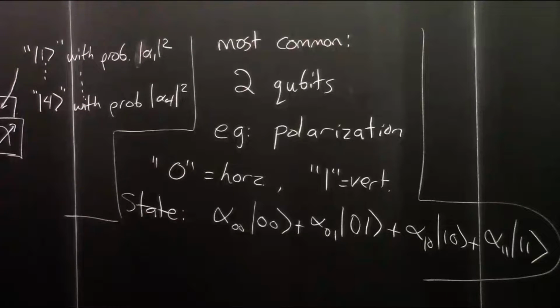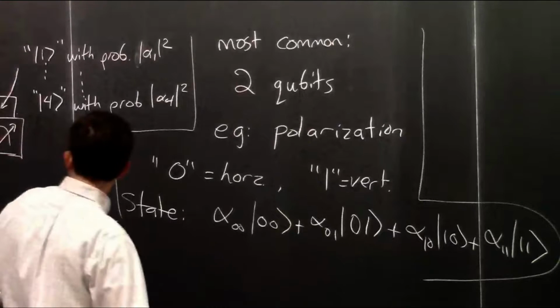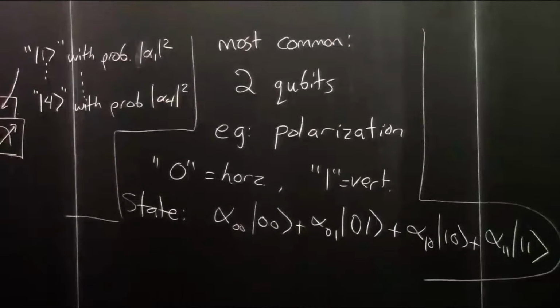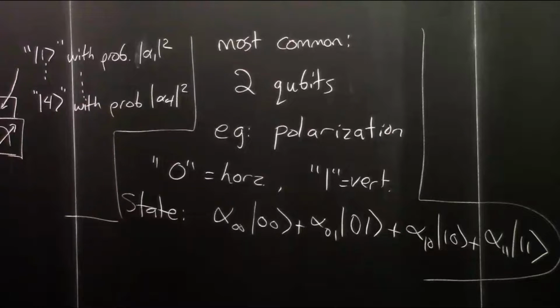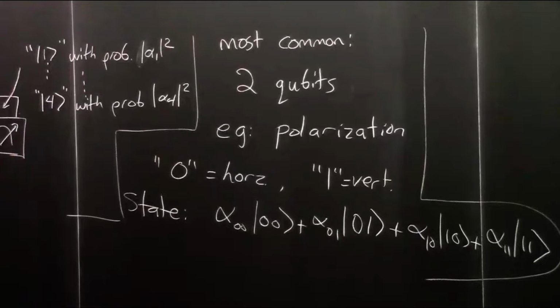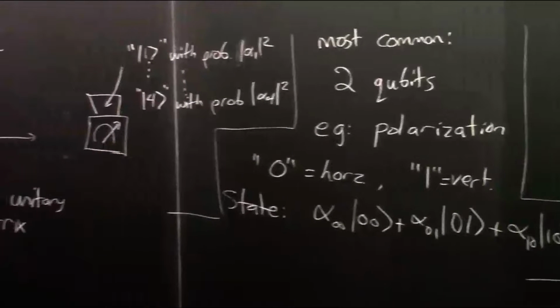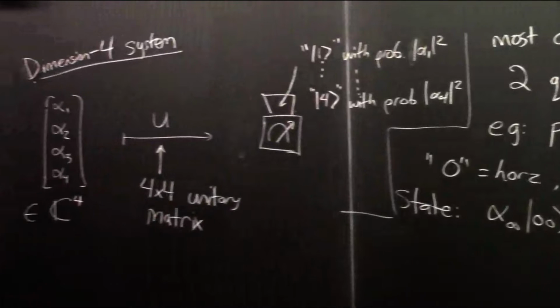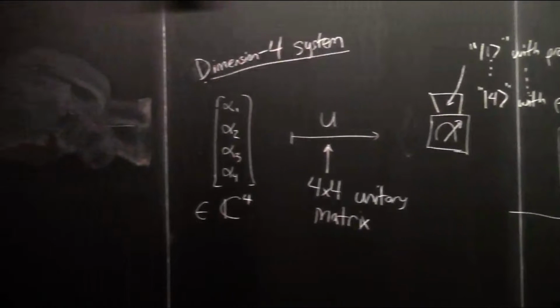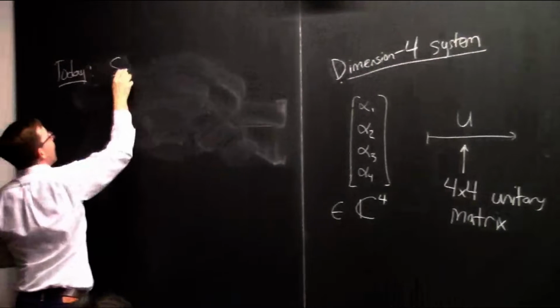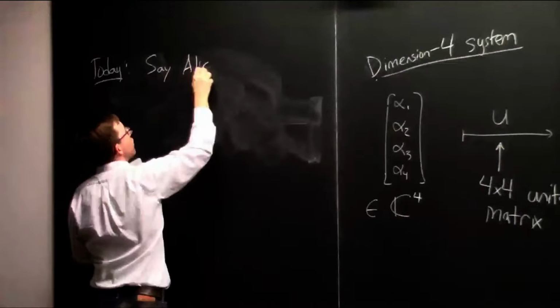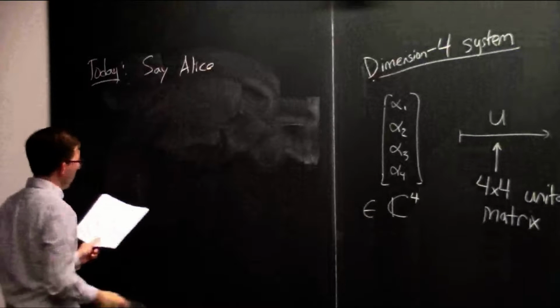Let me tell you what we're going to do today. We're going to talk about how you analyze systems that don't just consist of one abstract d-dimensional vector, but are composed of multiple qubits. So today, let's say Alice has some qubits. We're going to use the standard computer science characters here, Alice and Bob.